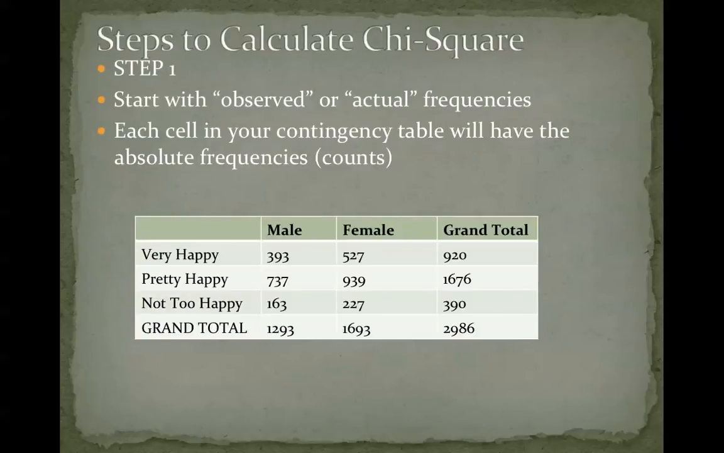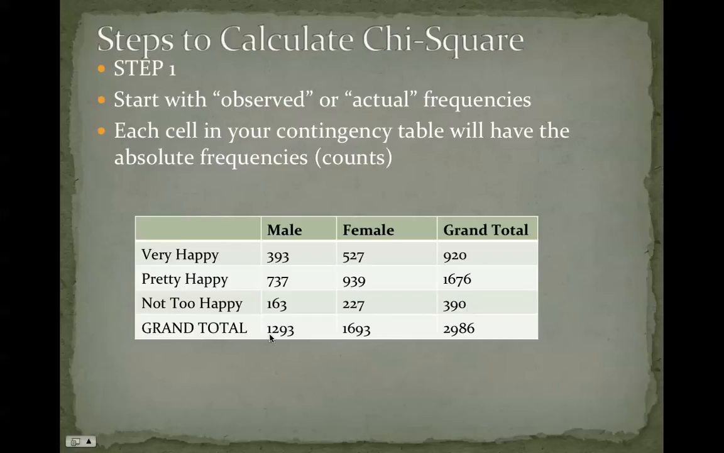So here are the steps to calculate your chi-square. Step one, you want to start with your observed or actual frequencies. These are absolute frequencies. This is looking at a variable of happiness, so very happy, pretty happy, or not too happy, and gender, male and female. And I have marginal totals here, 920, 1676, and 390. That's simply 393 plus 527, 737 plus 939 is 1676, and 163 plus 227 is 390.